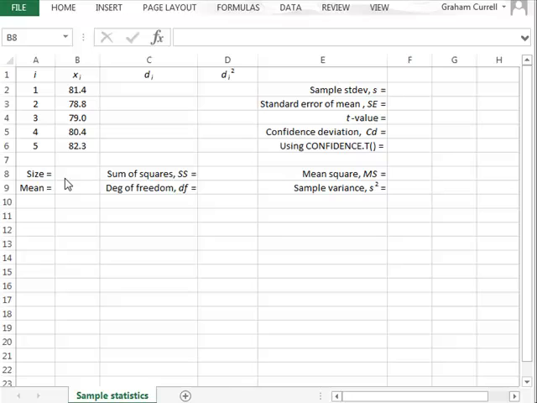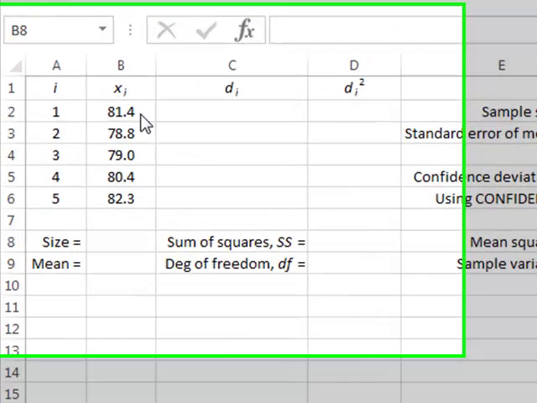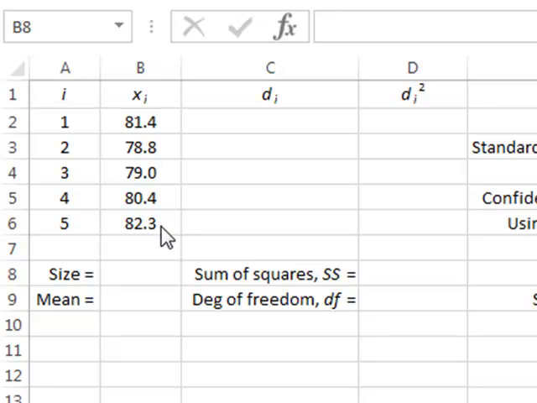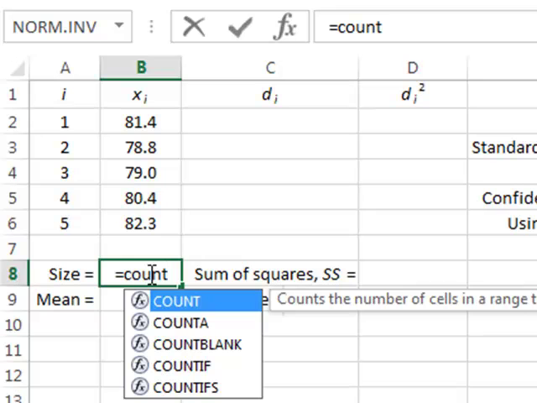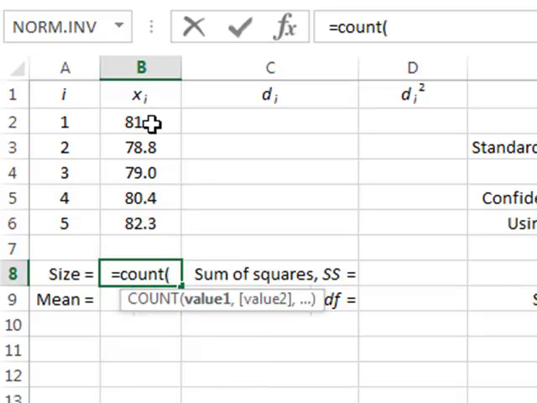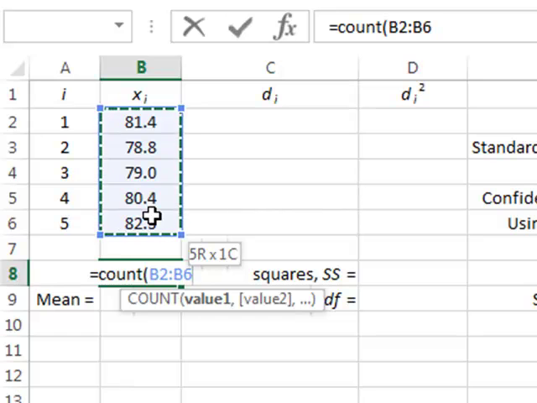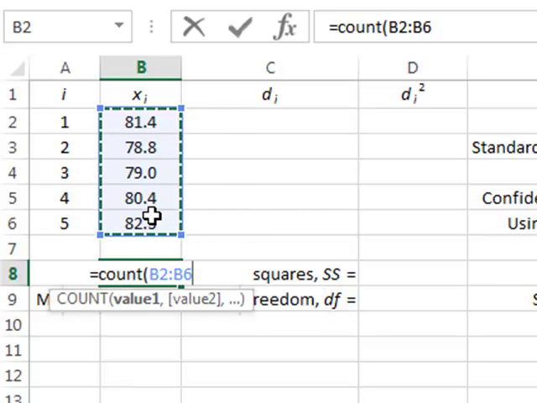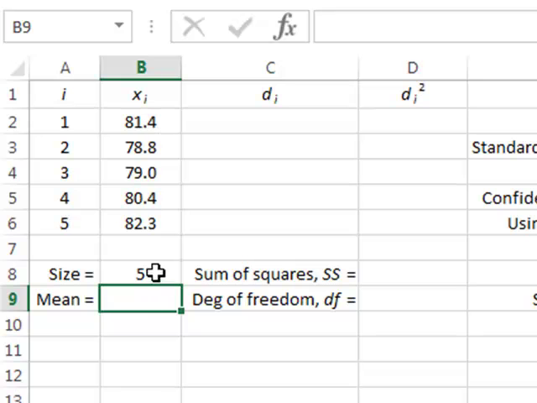In this video, we will develop some of the basic Excel calculations in relation to sample data. And we will use as an example these 5 data values and consider them to be a sample of values randomly selected from a much larger population of values. Although trivial for such a small sample, we can use the Excel function count, which by highlighting the range of values B2 colon B6 will count the number of values, giving, not surprisingly, the value of 5.